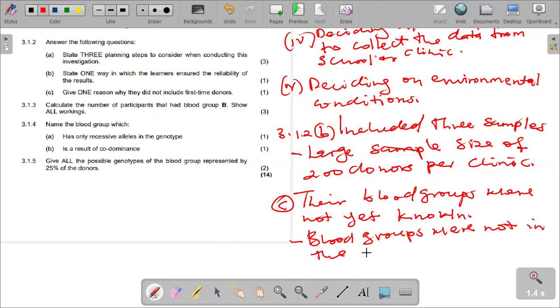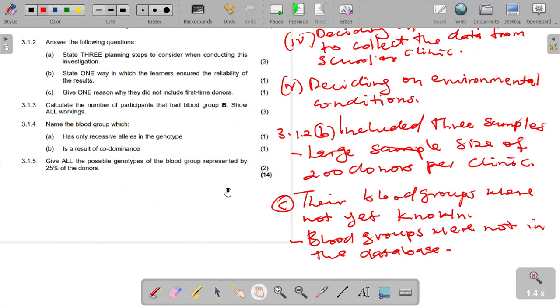Not in the database also. It can be the reason why we cannot include them, or why they were not included. Their blood group was not also in the database. Calculate the number of participants that had blood group B. Show all your working.